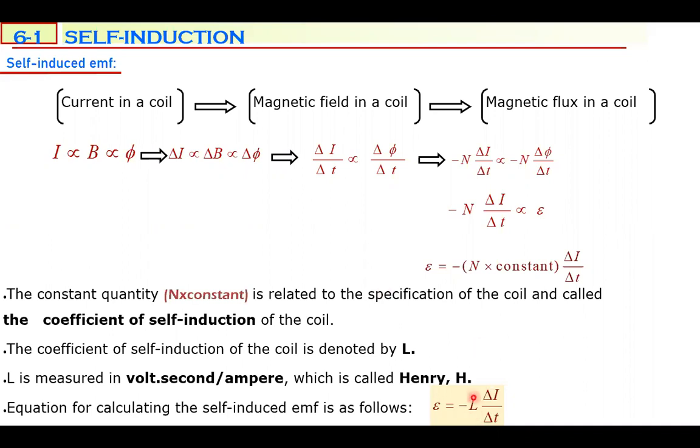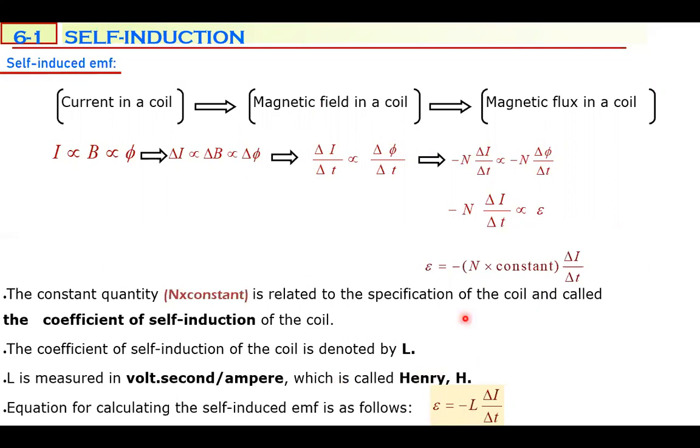This constant depends on the specification of the coil. We will get the equation in the next title, which involves the number of turns, the area, the medium, and the length. All these things determine the coefficient of self-induction of the coil. Its unit is Henry. This L is measured in Henry. The equivalent of Henry is volt times second divided by ampere.